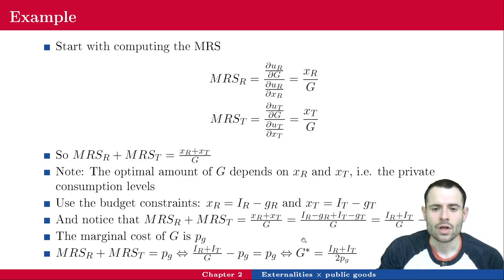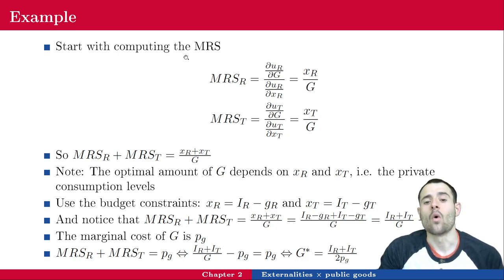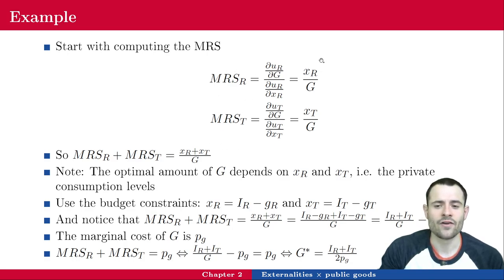In general, the marginal rate of substitution might be tricky. Here, they have a very convenient form. So you can add them together, you can use the budget constraint, and so on and so forth. But if utility functions are weird or more eccentric, then the MRS will have a very different form. And when you add them together, it might be very hard to substitute each XR and XT for their expression from the budget constraints.